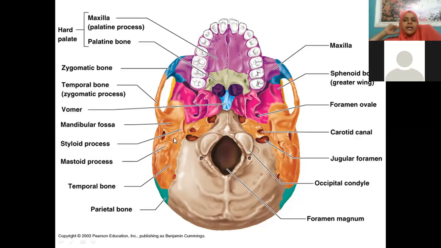And outside, in norma lateralis also, you will see this opening. This is the external acoustic meatus. Now if you observe this temporal bone, there is one fossa where the head of the mandible comes and articulates to form the temporomandibular joint. You call this fossa the mandibular fossa.